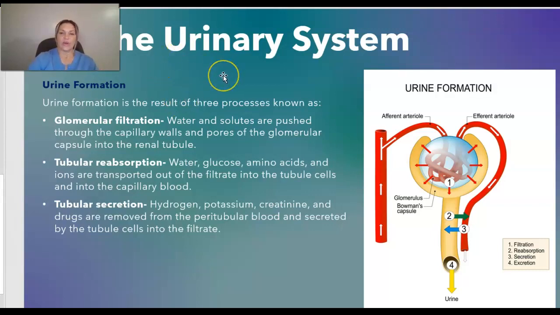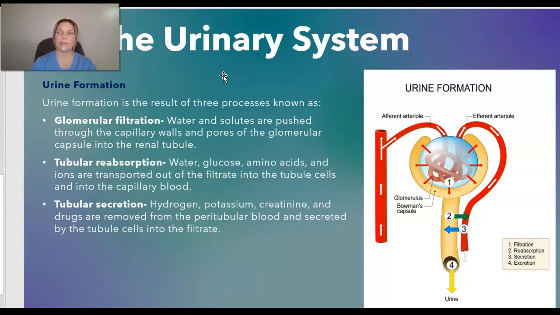Obviously, in the urinary system, it's important to discuss urine formation. Urine formation is the result of 3 processes. The first is glomerular filtration, where water and solutes are pushed through the capillary walls and pores of the glomerular capsule into the renal tubule.